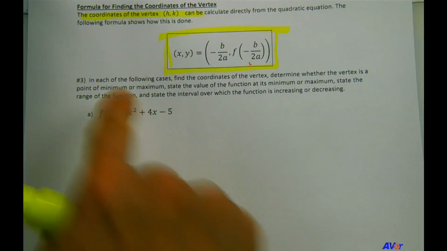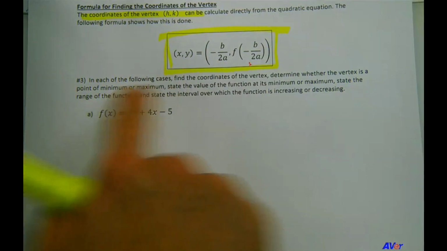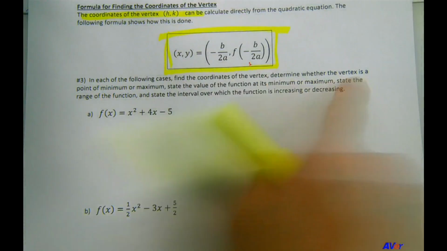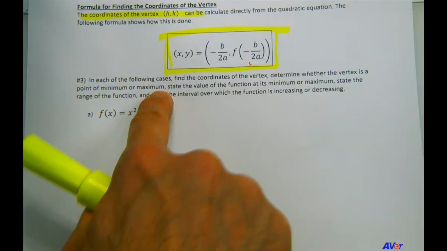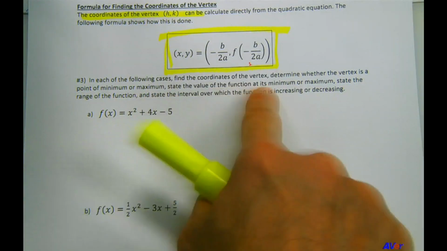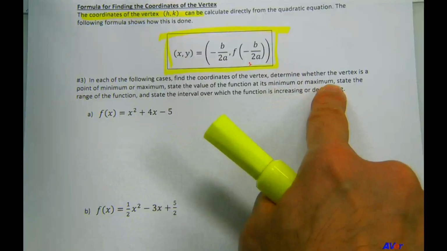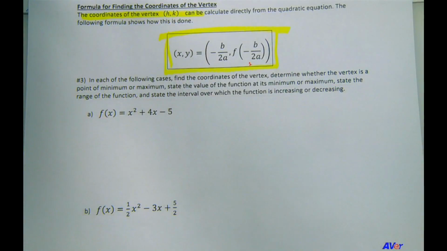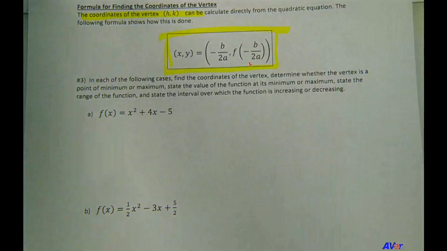So it says in each of the following cases, find the coordinates of the vertex, determine whether the vertex is a point of minimum or maximum, state the value of the function at its minimum or maximum, state the range of the function, and state the interval over which the function is increasing or decreasing. Okay.